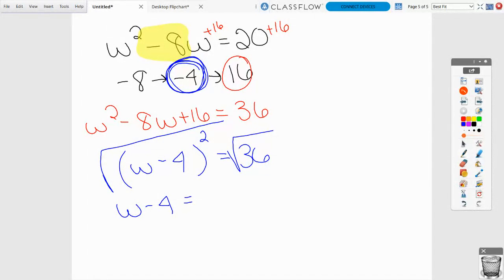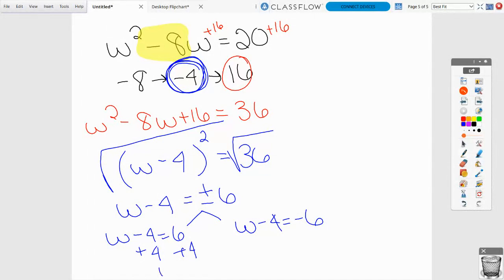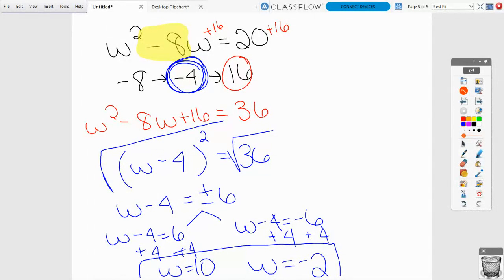Now, just like before, we added the square root. So it is a plus or minus 6. So we have two options. We have w minus 4 equals positive 6, and w minus 4 equals negative 6. Okay, and these are things I can solve. So 6 plus 4 equals 10. And on my other side, negative 6 plus 4 equals negative 2. So I get w equals 10 and w equals negative 2.